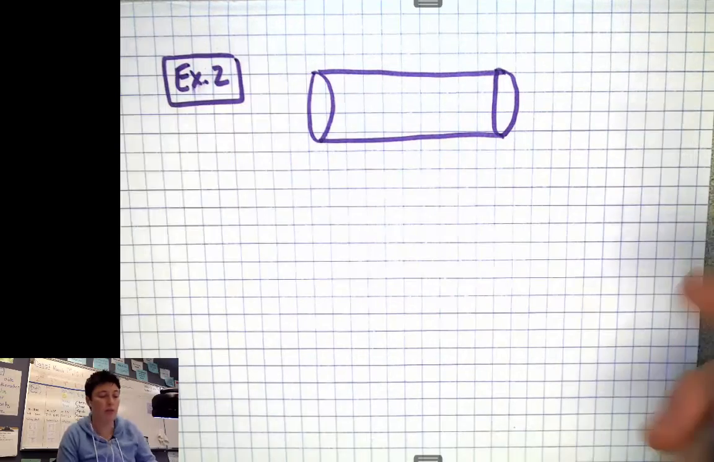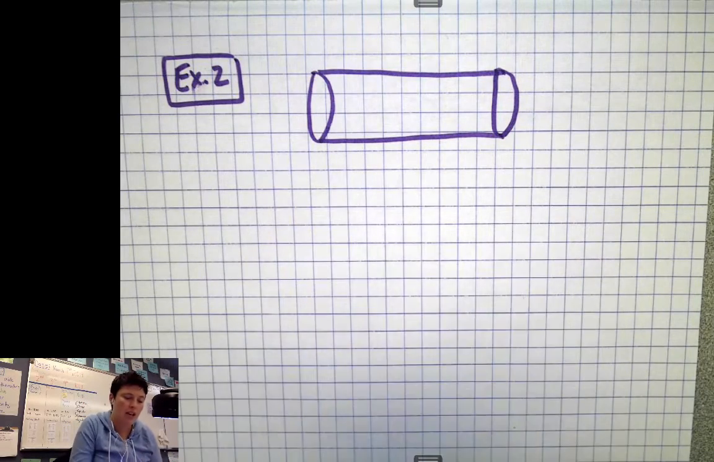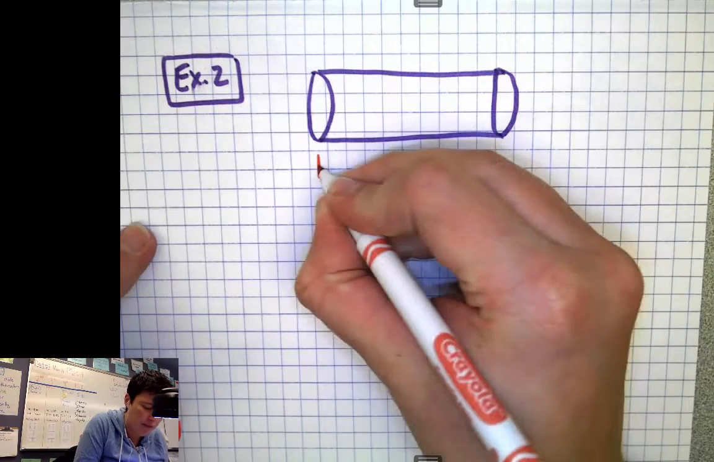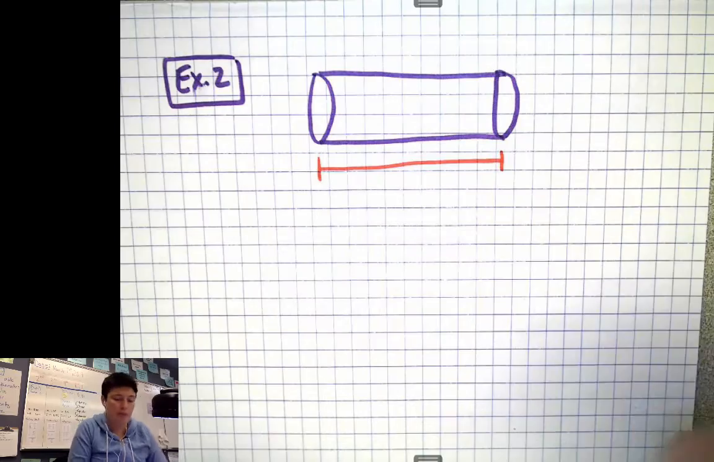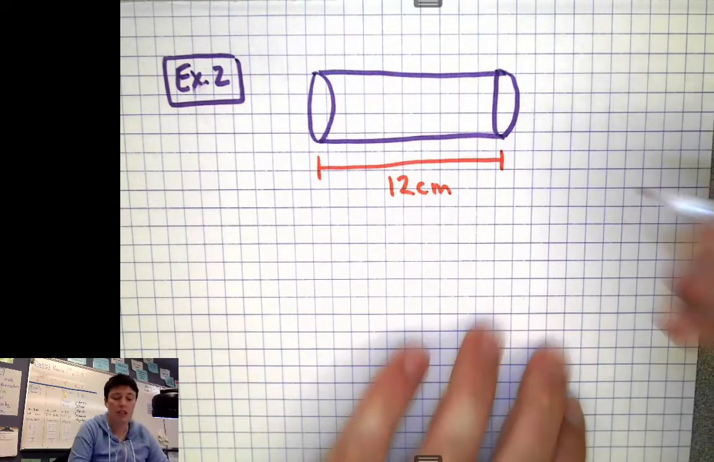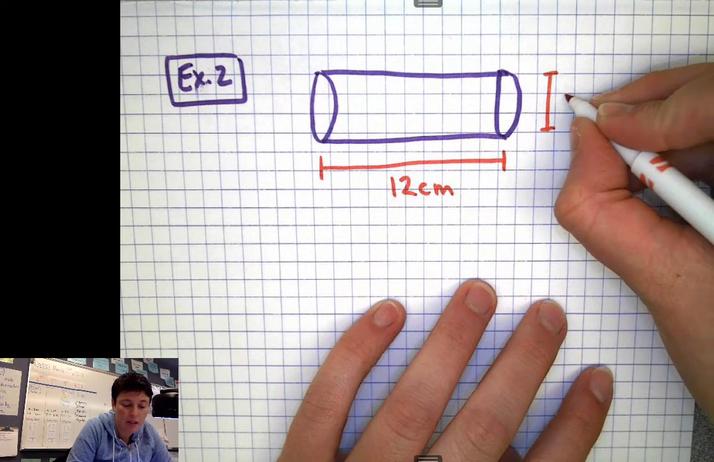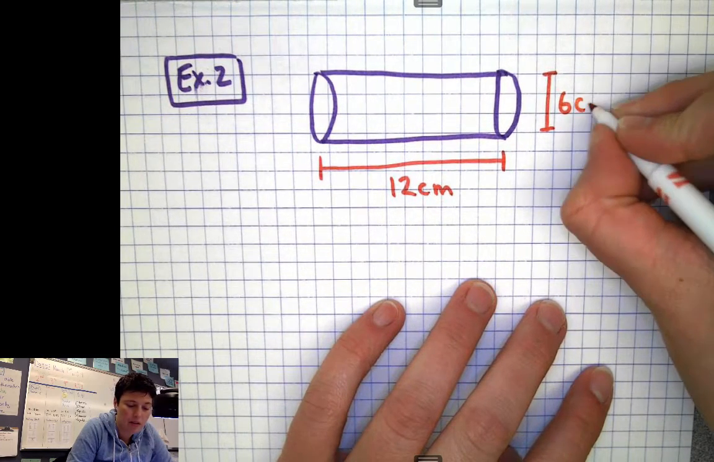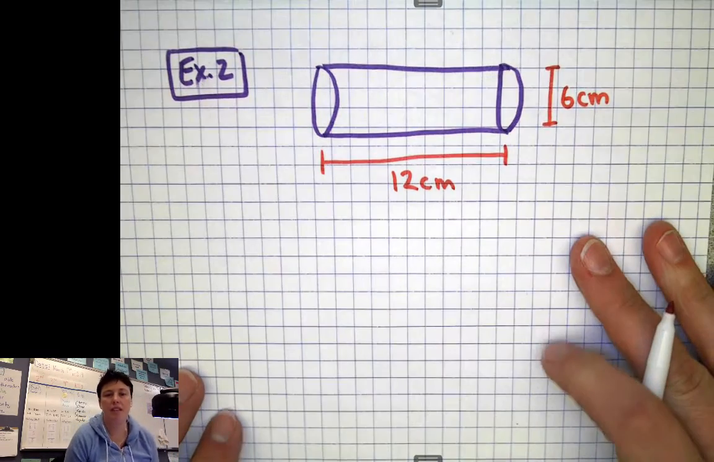Okay, so what we're going to do is find the surface area, and I need numbers. So I'm going to tell you that this particular cylinder happens to be measured in centimeters, and it happens to be 12 centimeters long. I'm also going to tell you that the distance across the circle is only 6 centimeters. Okay, so let's find the surface area.